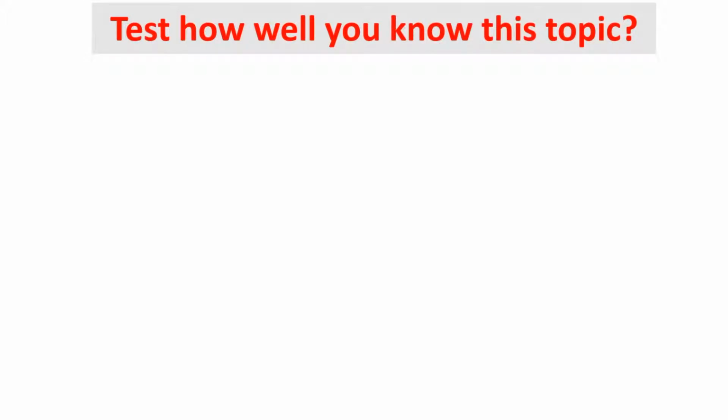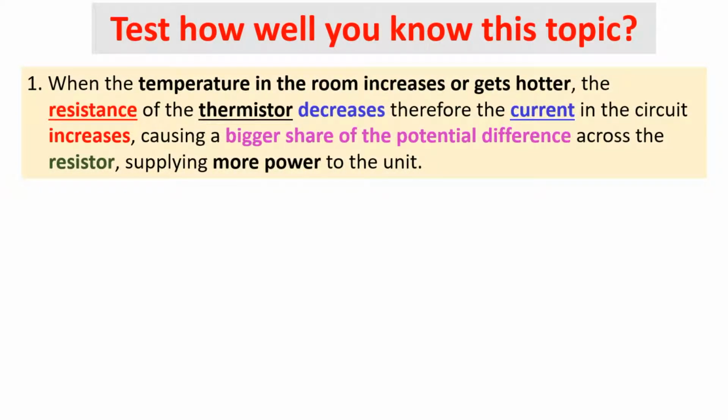Test how well you know this topic. Listen to these questions and see how fast you can answer them. In a sensor circuit of an air conditioner, explain why the potential difference across a resistor changes when the temperature of the room increases. When the temperature in the room increases or gets hotter, the resistance of the thermistor decreases. Therefore, the current in the circuit increases, causing a bigger share of the potential difference across the resistor, supplying more power to the unit.